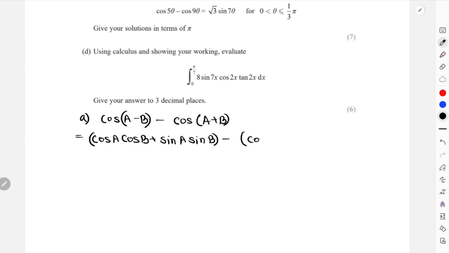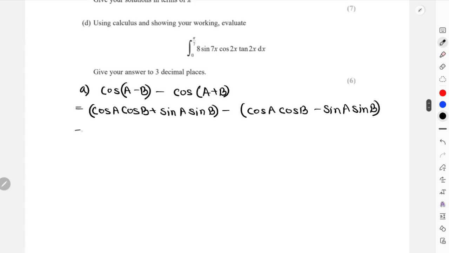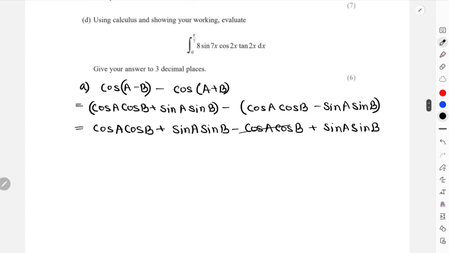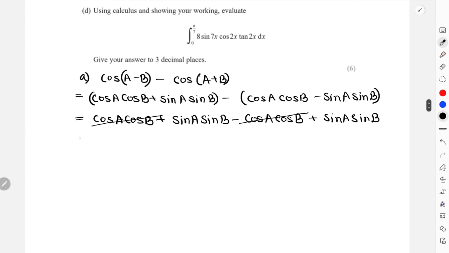And this one would be cos A cos B minus sine A sine B. This one is going to be what? At the end, if you remove the brackets, we can clearly see this is cos A cos B plus sine A sine B, minus cos A cos B plus sine A sine B. I can clearly see these cos components get cancelled out entirely. So you're left with one sine A sine B, one sine A sine B. So obviously this is 2 sine A sine B.